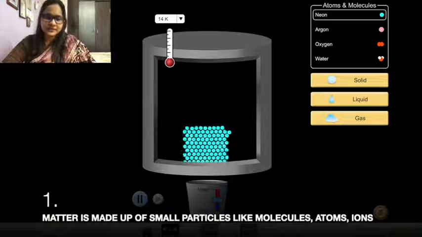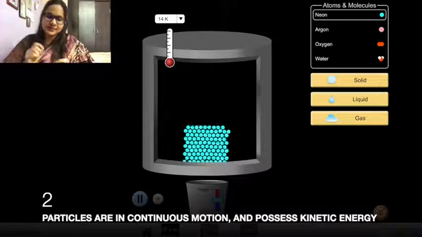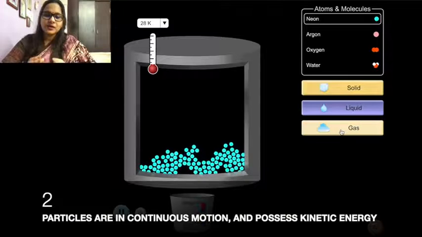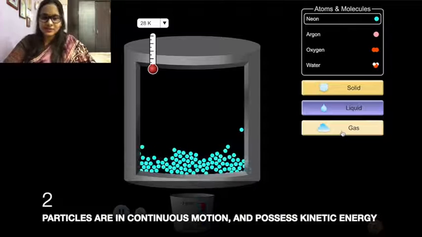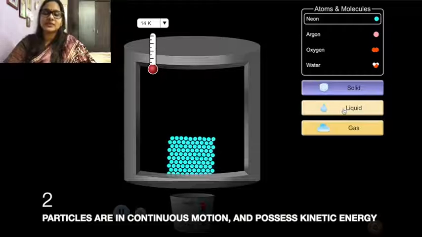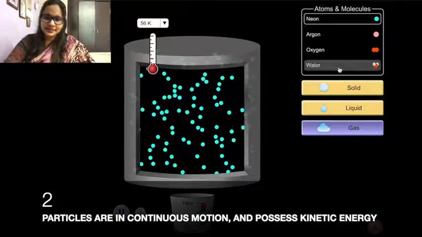The first postulate states that all matter is composed of small particles called molecules. It may also be made up of atoms or even ions. The second postulate says that these particles that make up matter are always in a state of continuous motion. Now you need to recall that whenever any object is in motion, it possesses kinetic energy. Similarly, because these particles are always in continuous motion, all of these particles are also going to possess kinetic energy.